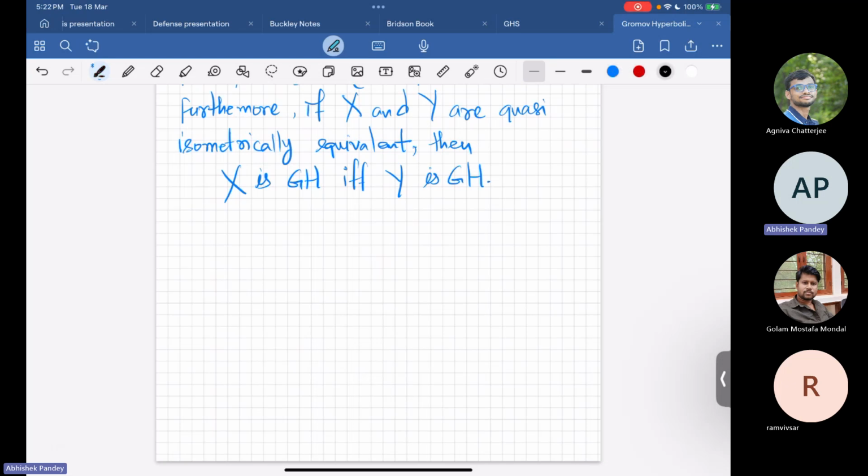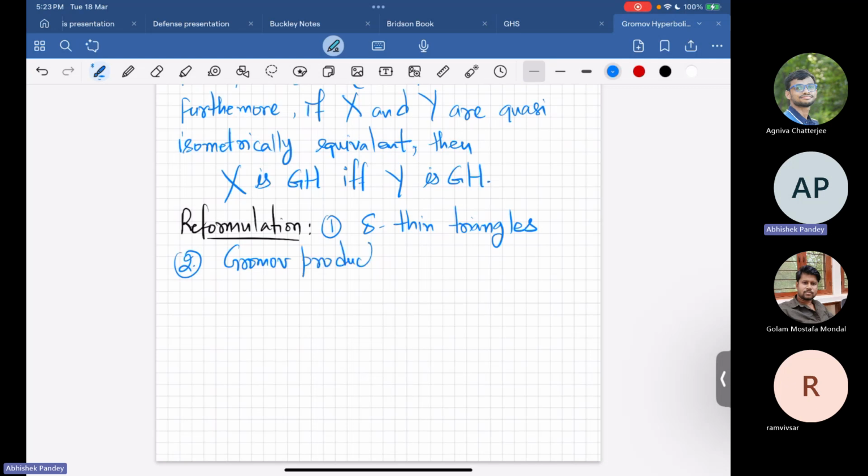Let me just quickly mention some reformulations, which one can go through in some book. I'm not going to discuss this. Some reformulations are also available. The first is delta-thin triangles, a kind of flattened version of a tree, defined using tripods. The second is the Gromov product and the 4-point condition. The third is the linear isoperimetric inequality.